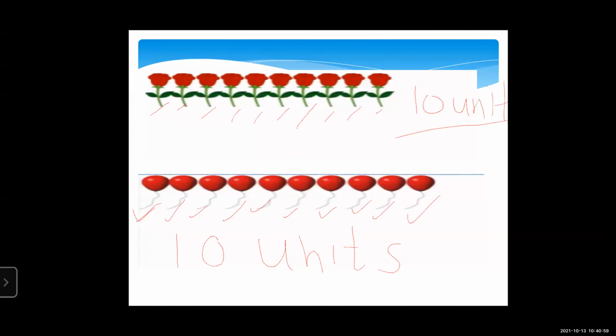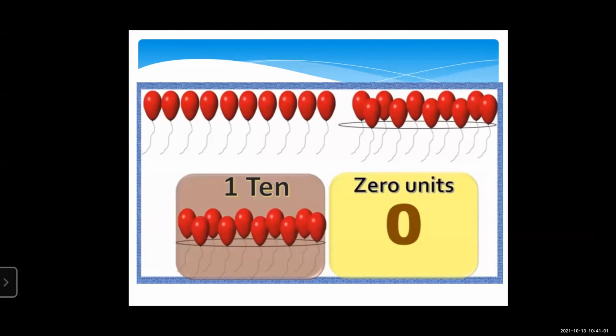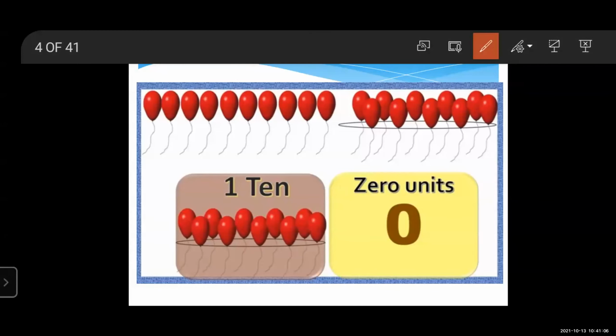See the next picture. See, there are also 10 balloons. Here are the 10 balloons. But when we make a bundle of 10 balloons, when we use thread and tie the balloons in a string, then it becomes a ten. What is this? A ten. Okay. A ten means 10 units. 10 units is called a ten.